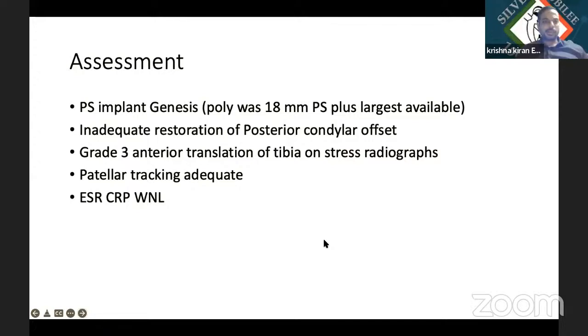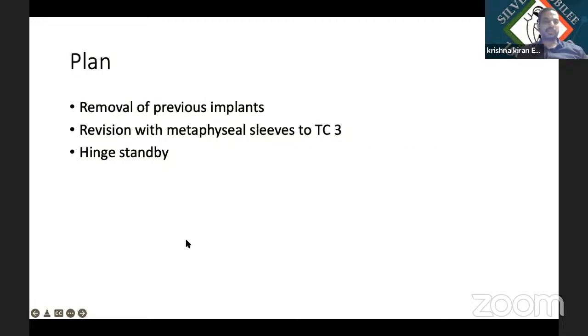So when we did the assessment, the PS implant was Genesis, the poly was 18 millimeter PS plus, which was the largest available, which clearly pointed that something was not right on the table because it was a simple varus knee to start with. We believe that inadequate restoration of the posterior condylar offset was probably the cause. Grade 3 anterior translation of tibia on stress radiographs, as we showed. And since the patellar tracking was adequate, we did not do a CT scan to look for the component rotation. Of course, we had to rule out infection because of symptoms from day one, and ESR and CRP were normal.